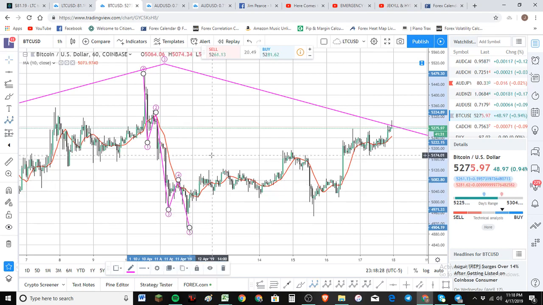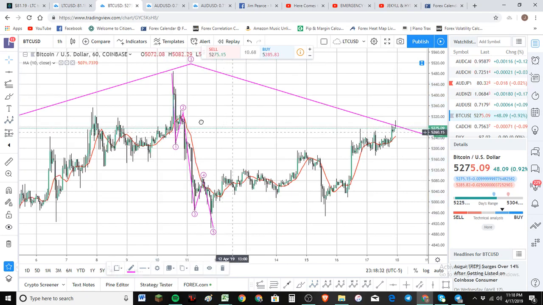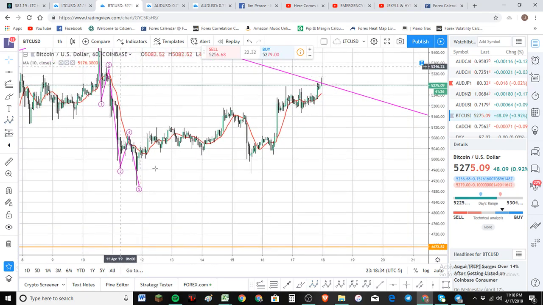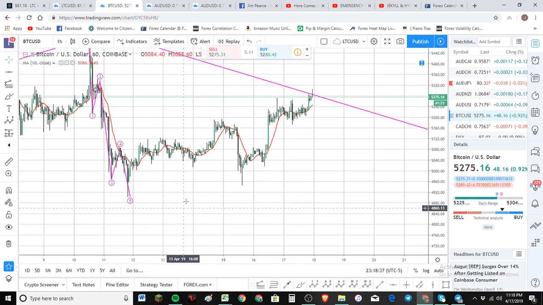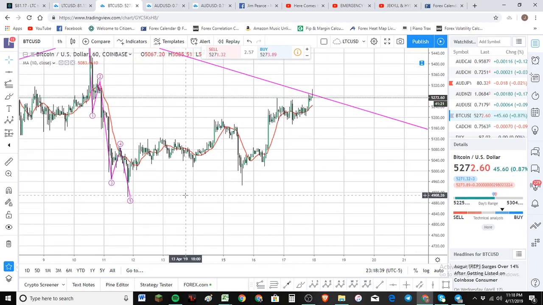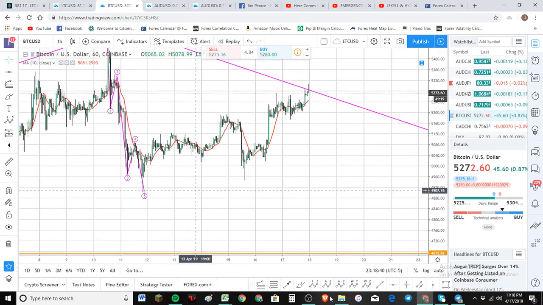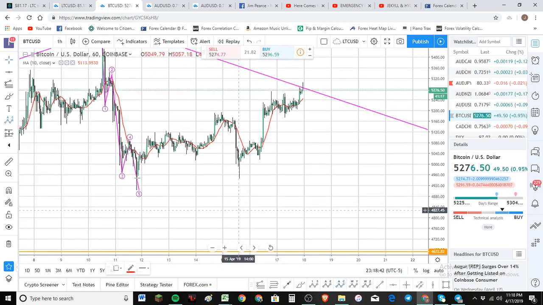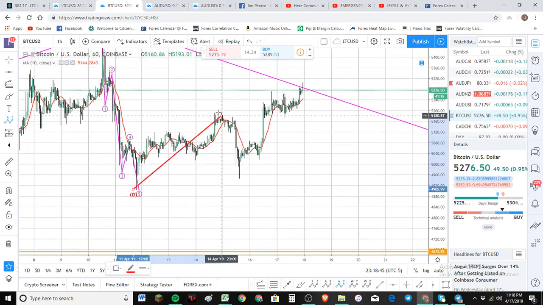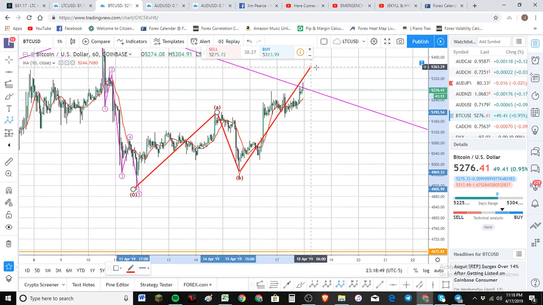After 5 waves, what should we expect? We should expect 3 waves going the opposite direction. So there's your A wave. That's 5 waves. Then we need 3 waves in ABC in B. Well, how do we have that? Well, here we go. We've got A right there. There's B, and there's C. We're in the middle of making it right now.